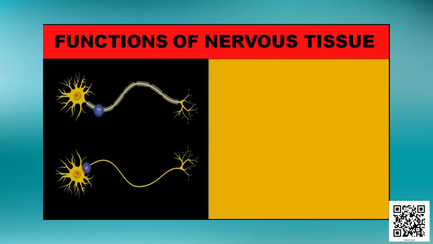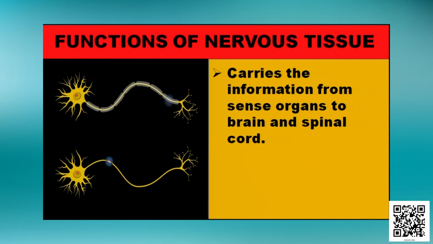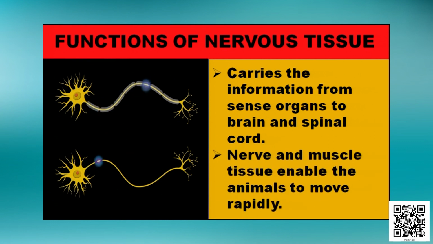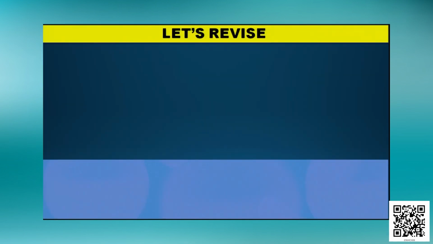What it does, we already discussed, but you see in the animation, it is carrying something. So what is that? Information. The neuron carries the information from the sense organ to the brain and spinal cord. This is the major function of the nervous tissue. Along with that, you know that the neuron or nerve and the muscle tissue, both tissues enable animals to move rapidly. So these are the functions.